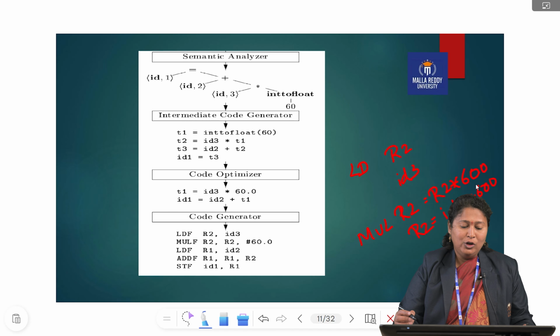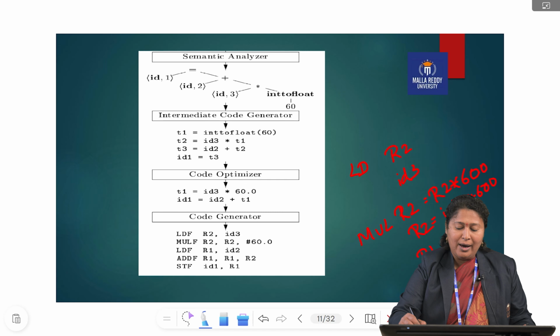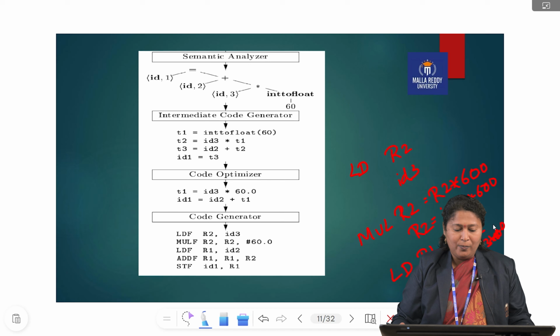Next load. Again the ID2 value is loaded into R1. So now R1 has the ID2 value. Next we add R1 and R2 and store the result in R1. So R1 consists of ID2 plus ID3 into 60.0. Now the result is present in R1.